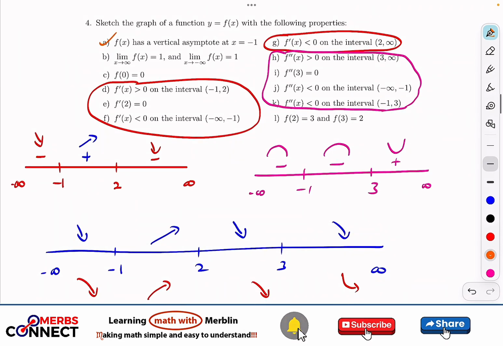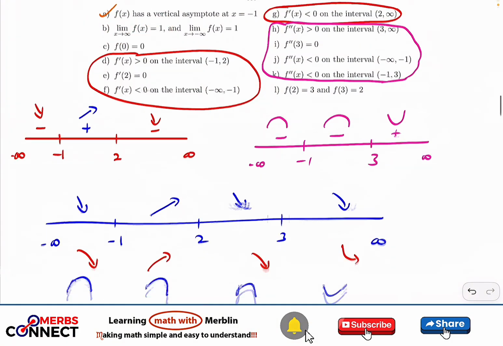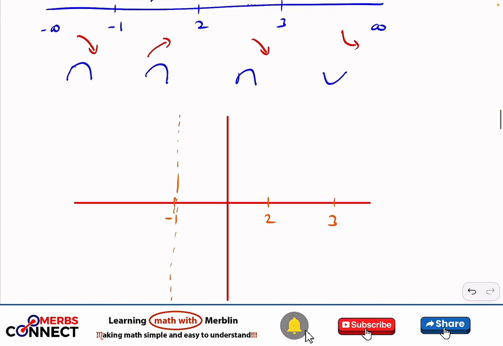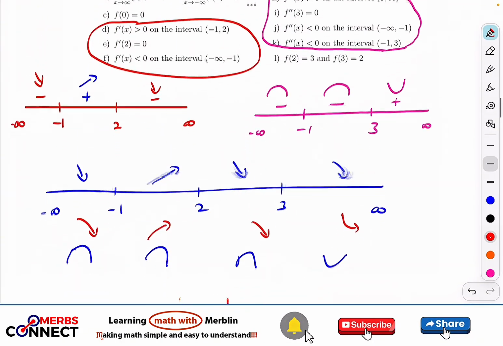As x is approaching negative infinity, we are approaching 1, and as x approaches positive infinity, we are also approaching 1. So we have a horizontal asymptote. So let's draw a horizontal asymptote at 1. Let me use a different color for that. This is where y is equal to 1 here.